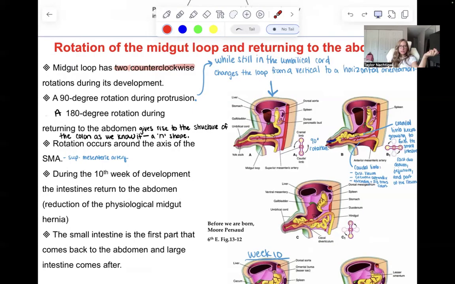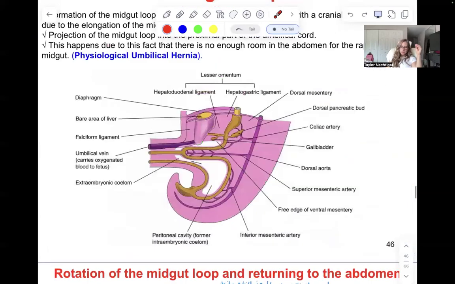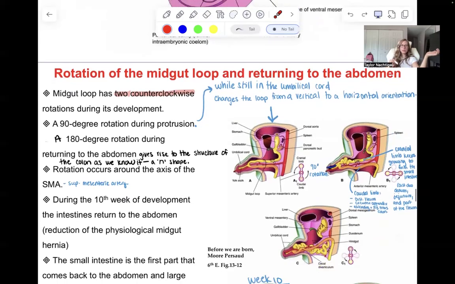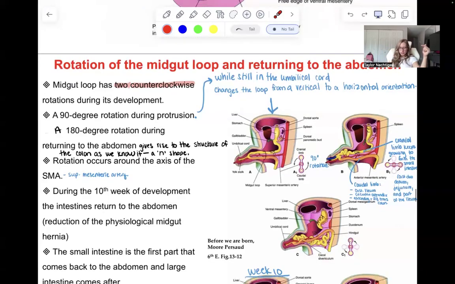The second rotation is going to be a 180-degree rotation that occurs while the physiological umbilical hernia comes back into the body. So I'll just say that again. The 180-degree rotation occurs as the physiologic umbilical hernia is resorbed back into the abdomen. And this is going to give rise to the structure of the colon as we know it, that N shape. So it's rising, ascending, transversing, and descending. The rotation occurs around the axis of the superior mesenteric artery.